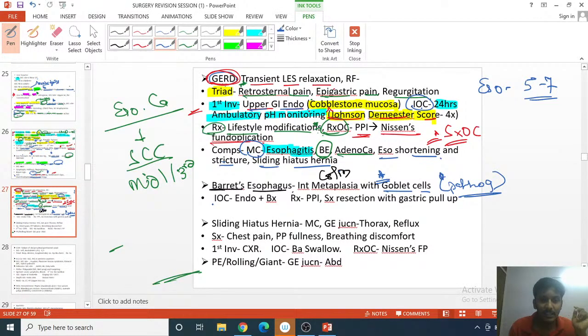If the investigation of choice is asked, it is endoscopy plus biopsy. You need to look for metaplasia, right? So the best investigation of choice would be endoscopy and biopsy. Treatment: since it has developed from GERD, the treatment of choice mostly remains PPIs, that is proton pump inhibitors like omeprazole, lansoprazole, etc.